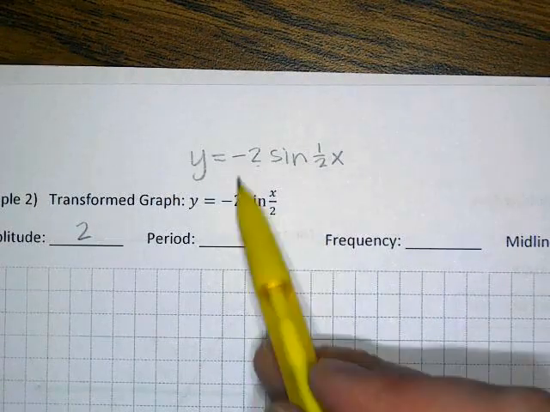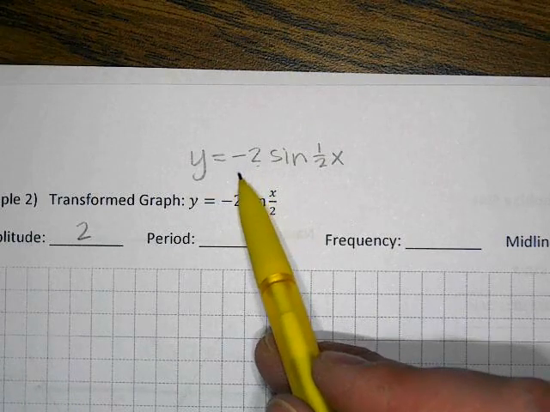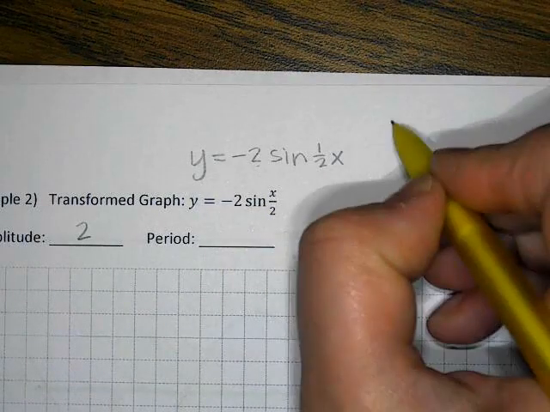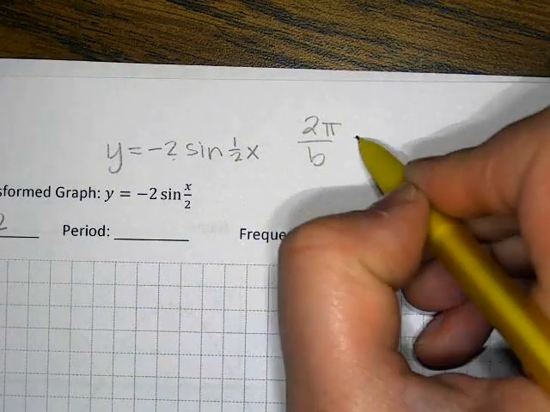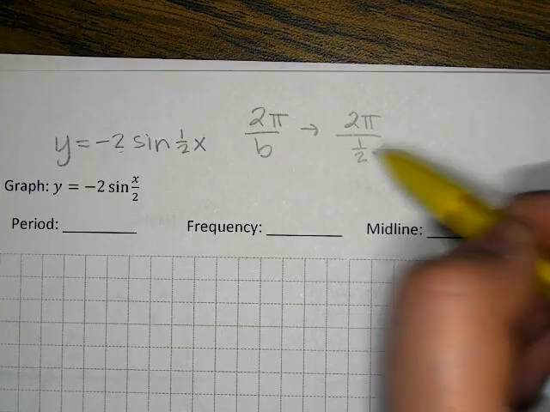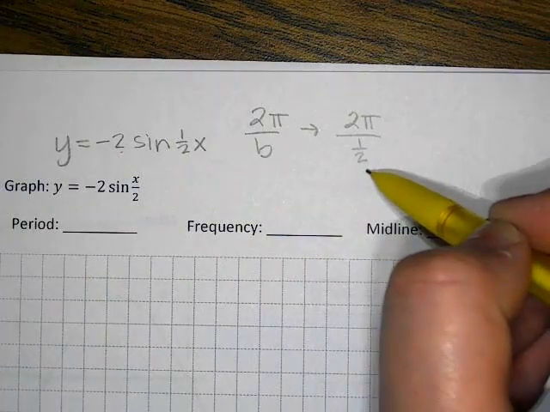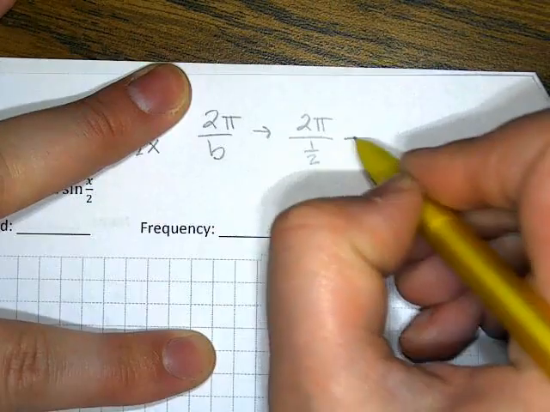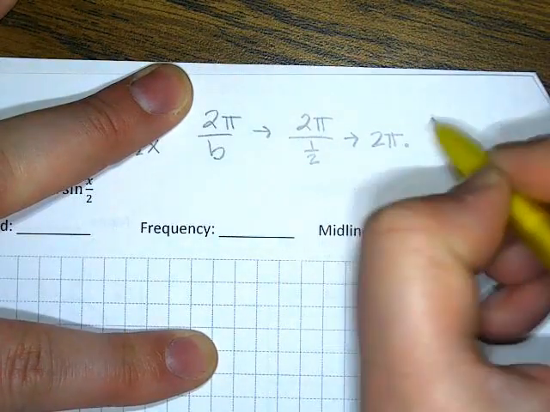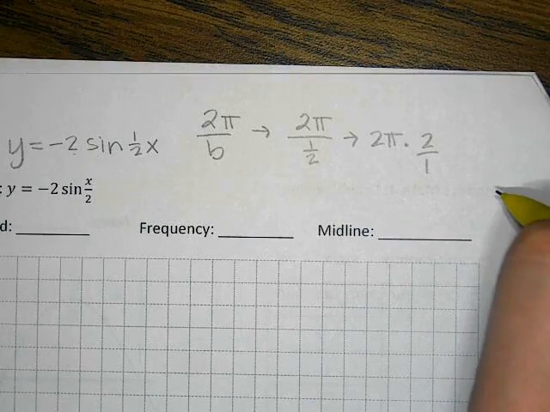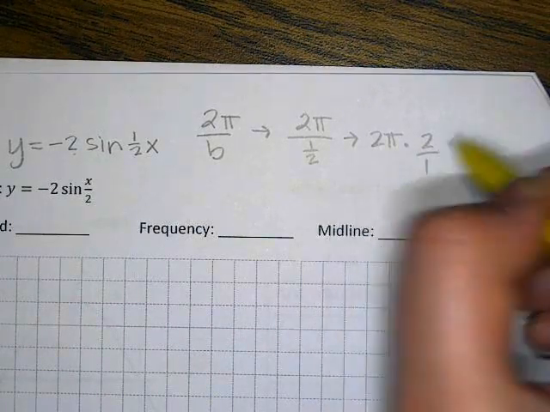The period of the graph is 2 pi divided by b, and our b value is 1/2. So it's going to be 2 pi divided by 1/2. So what do we do if we divide by a fraction? Yeah, we multiply by the fraction, so we keep it, change it, flip it. So keep the 2 pi, change it to a multiplication problem, and flip the fraction. And so what is the period of the graph? Four pi, okay? So the frequency for how many waves we're going to get is 1/2.